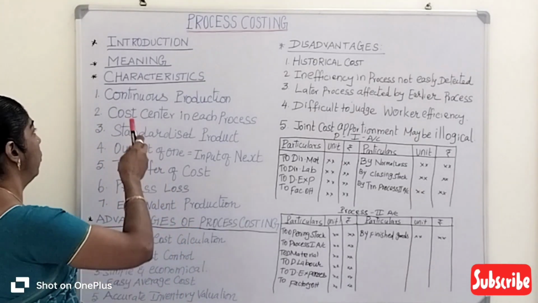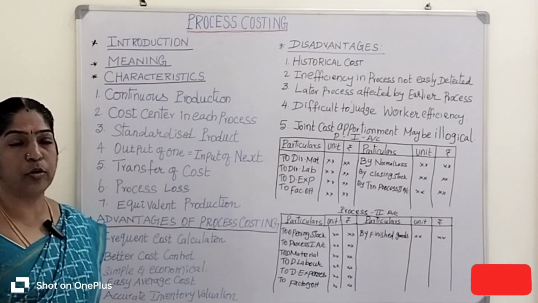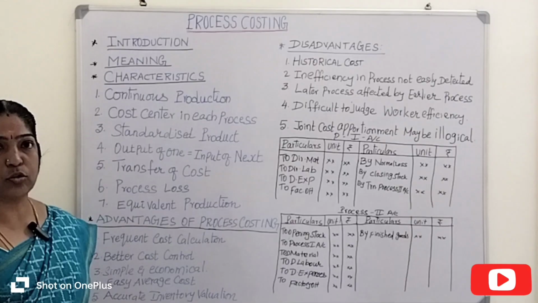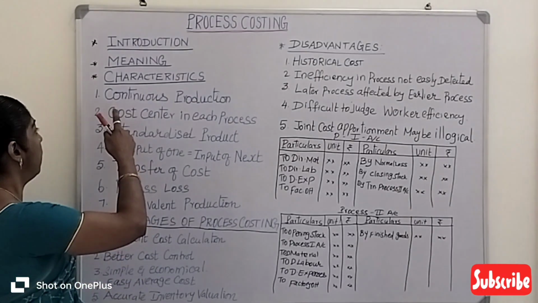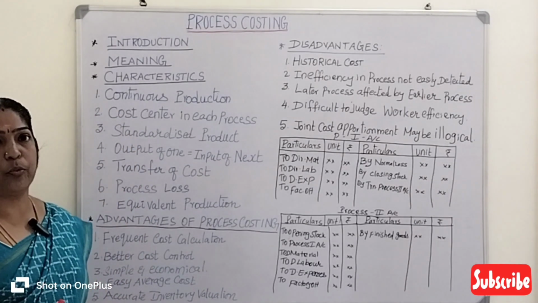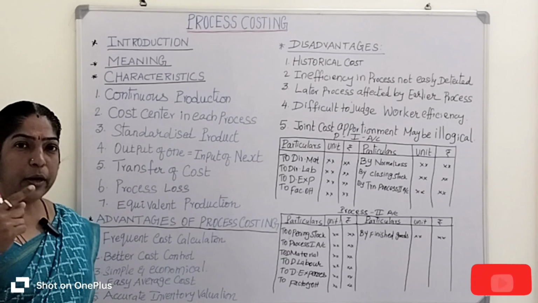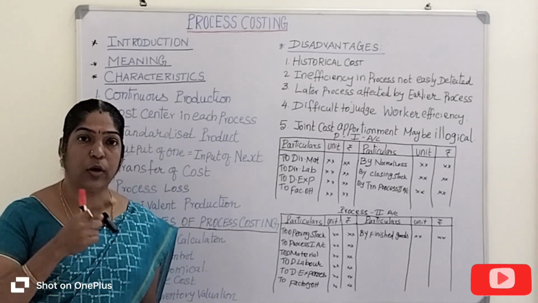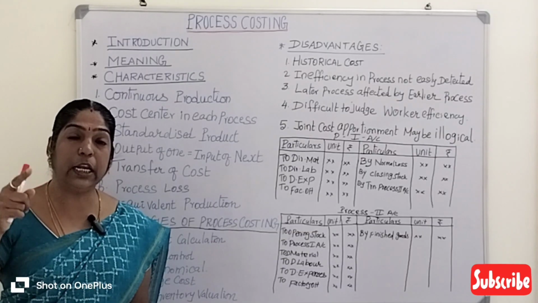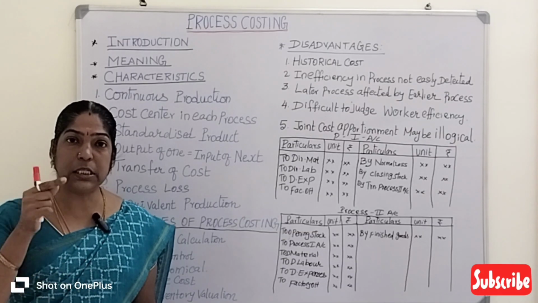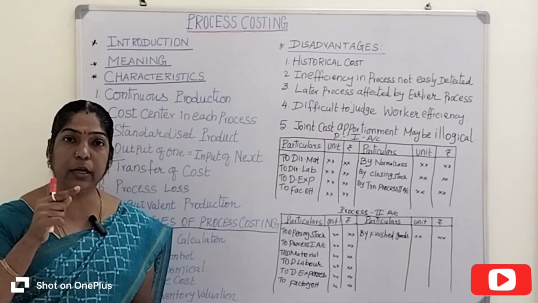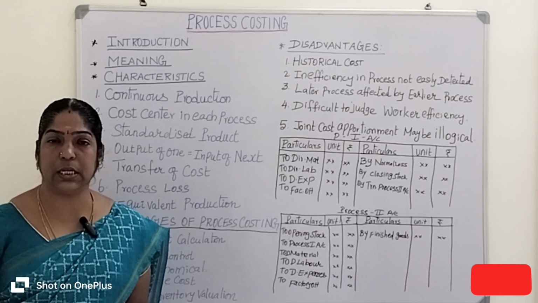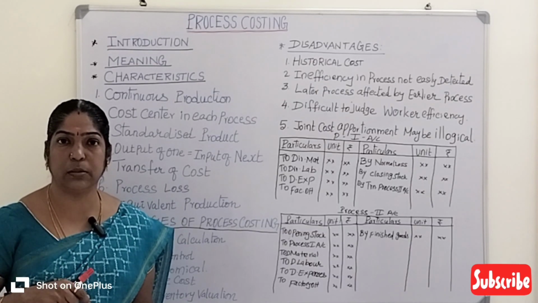Then let's come to the characteristics of process costing. There are 7 most important characteristics of process costing. Let's see them one by one. The first characteristic is continuous production. The production goes on continuously. The work goes on day and night without stopping. The same product made continuously goes through several processes. That is called continuous production.